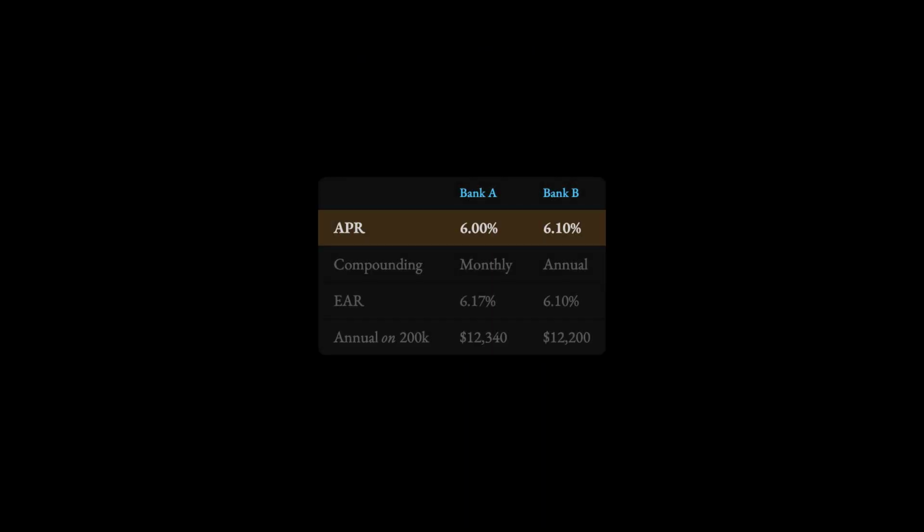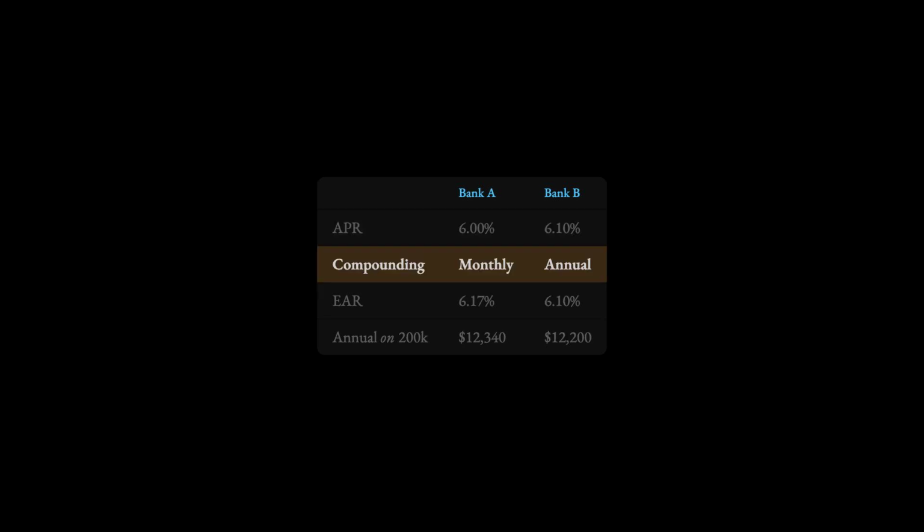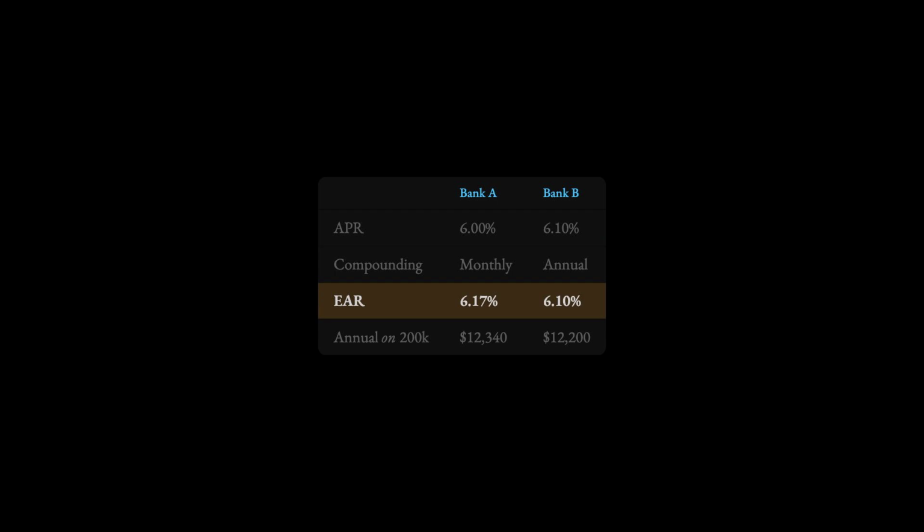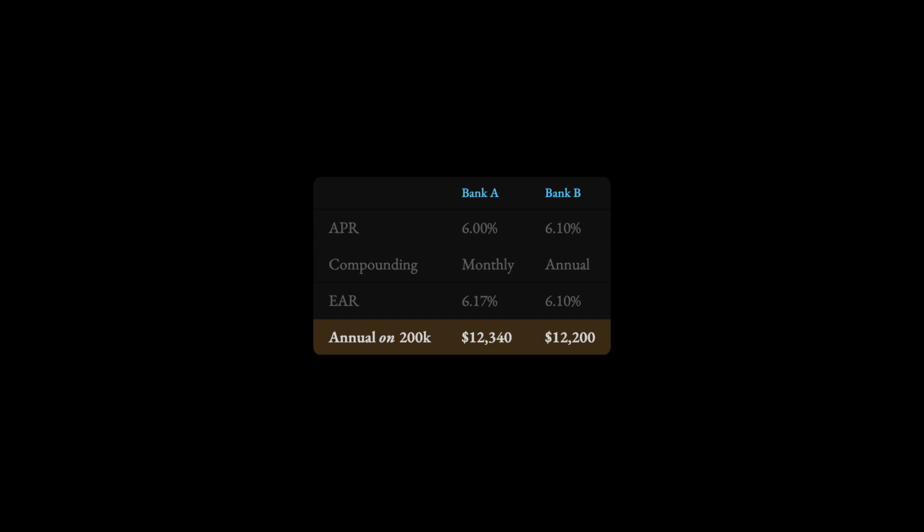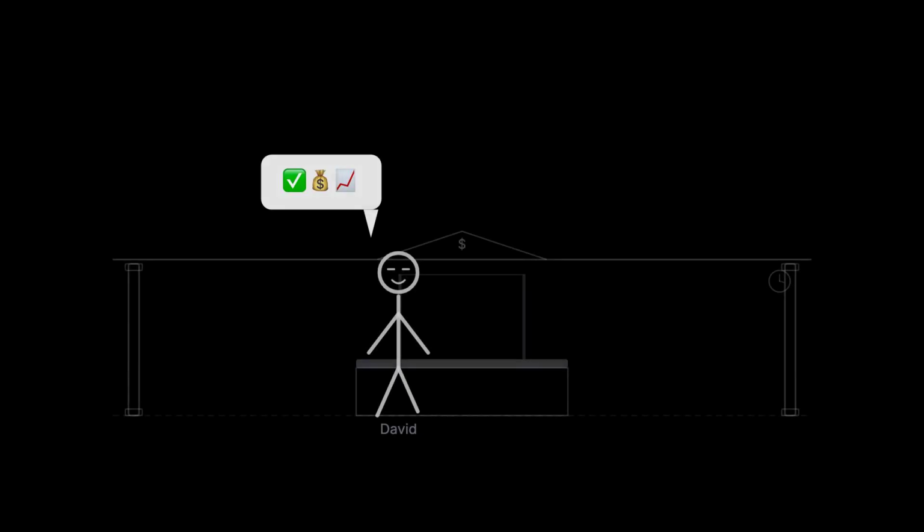So let's come back to David. Bank A quotes 6%, Bank B quotes 6.1%, but the compounding frequencies are different. When we convert to EAR, Bank A comes out to 6.17% versus 6.1%. On $200,000, that difference earns David an extra $140 a year. The lower stated rate actually wins. By converting both rates to EAR, David sees through the marketing and picks the CD that actually grows his savings faster.